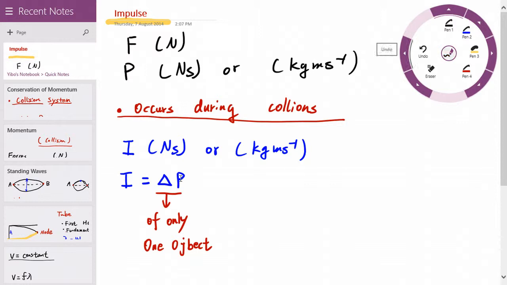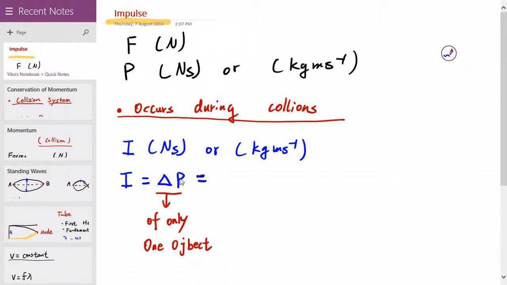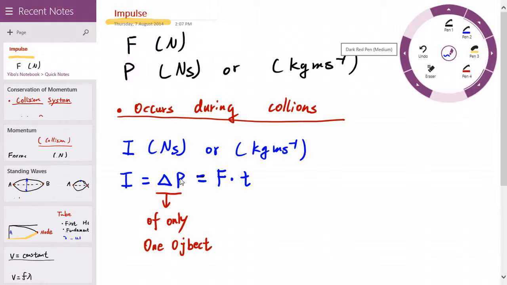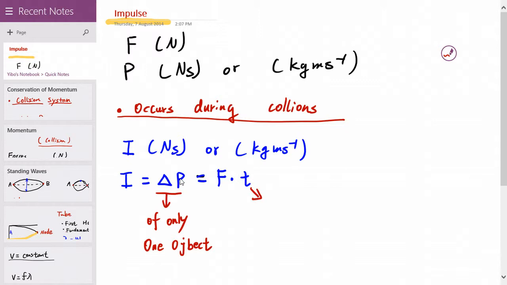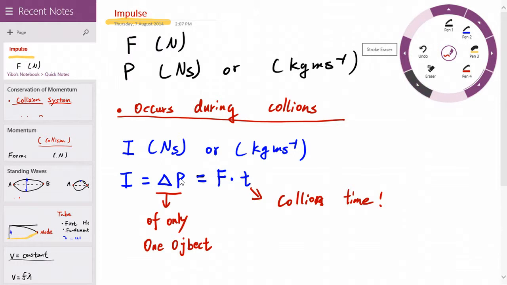Now here is how it relates to force. The change of momentum, the impulse, is equal to force times time, in Newton seconds. And the time here is defined as the collision time, the time during the collision.